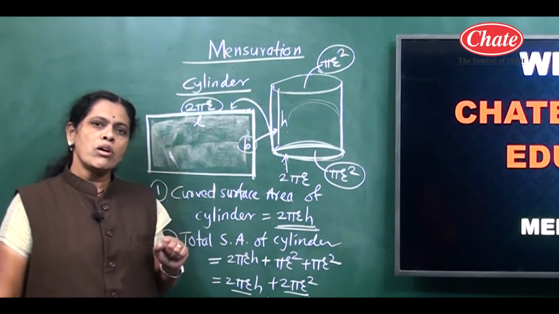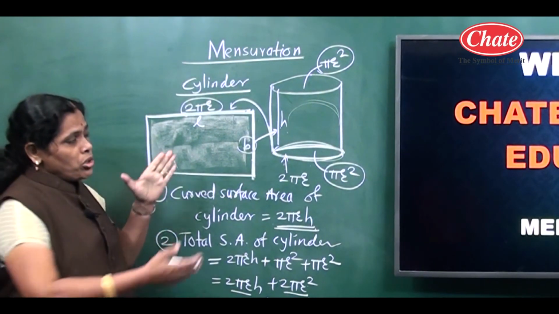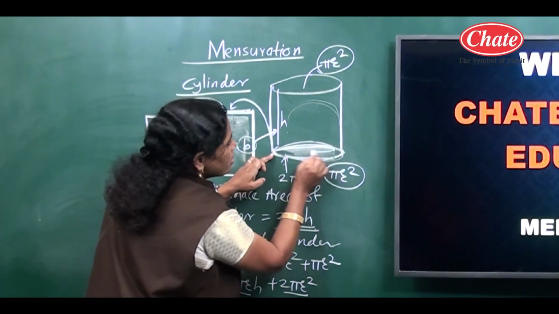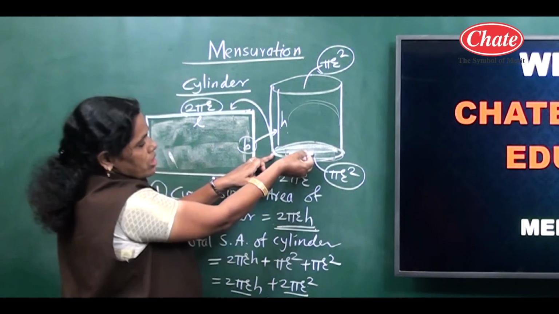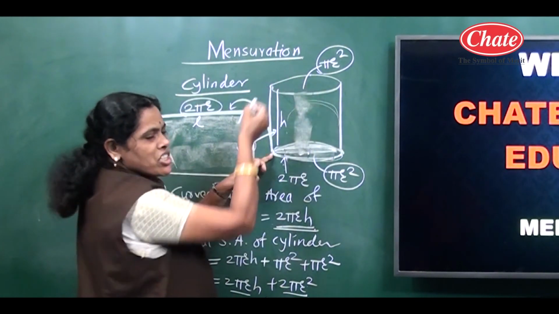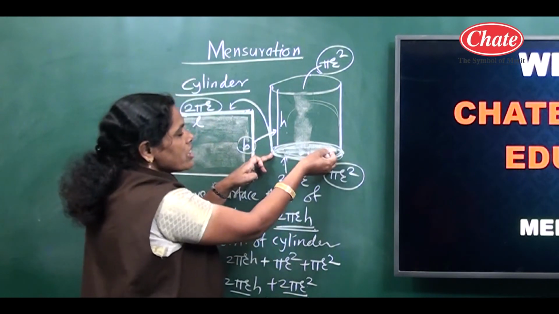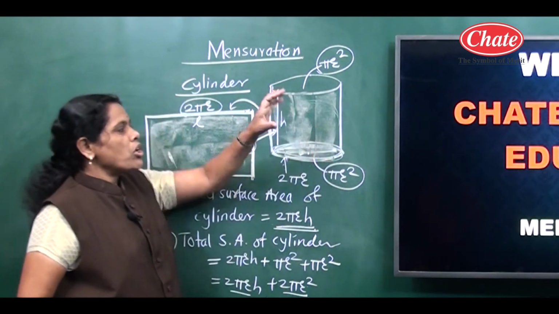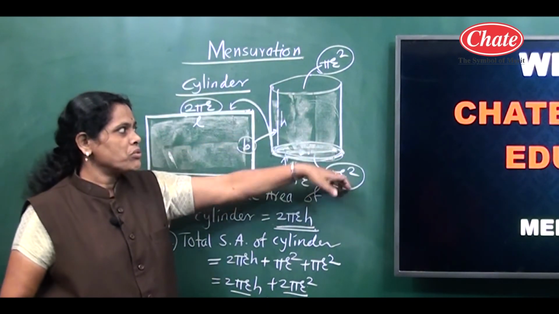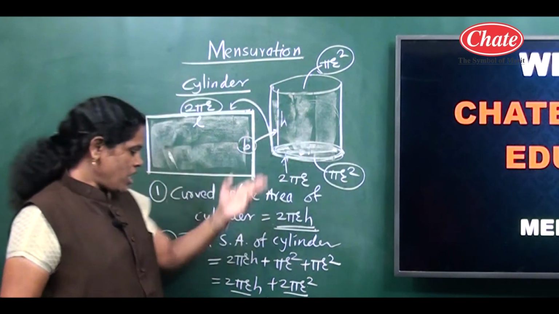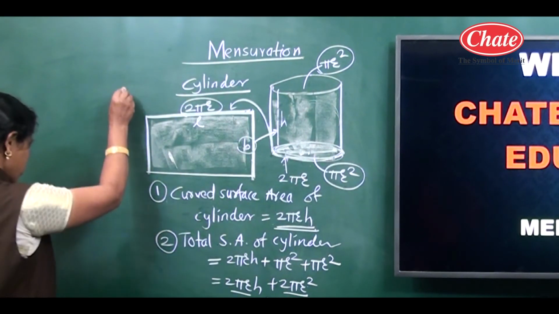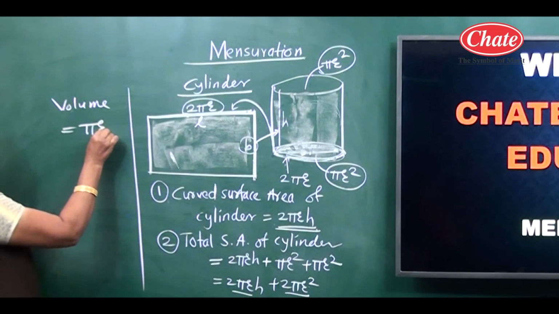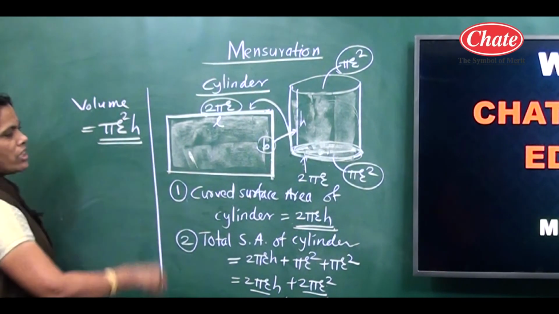Now what about the volume of the cylinder? See here, volume means this space, the empty hollow space. See here, this is the bottom. This bottom, how many times? H times, no? The bottom's area is taken h times, means pi r square h times. Means the volume of this cylinder becomes pi r square h, and that is the formula for the volume of the cylinder. Volume is equal to pi r square h.